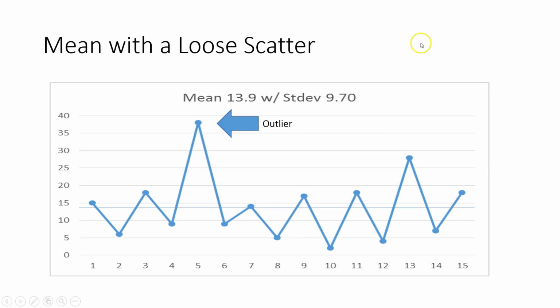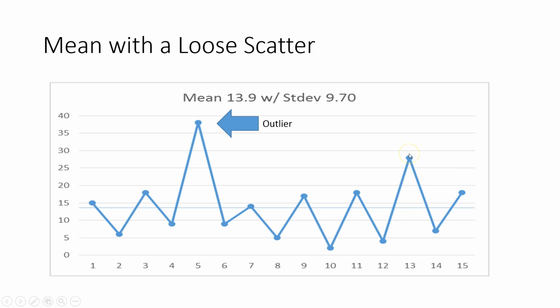In my next example, we have a much larger scale over on the left-hand side. And so that is kind of masking a little bit the difference between the two examples. But what you can see is that I have a mean of 13.9 with a standard deviation of 9.7. That's a big standard deviation relative to that smaller mean. And you can see that I have one big outlier here, which is about 38. And then I have a couple other outliers out here.